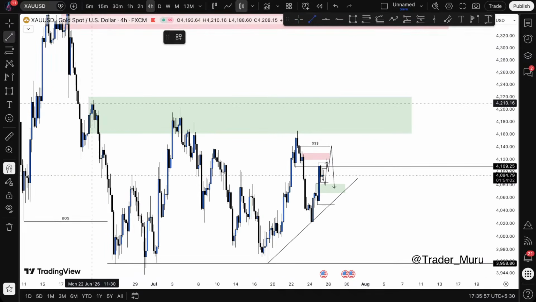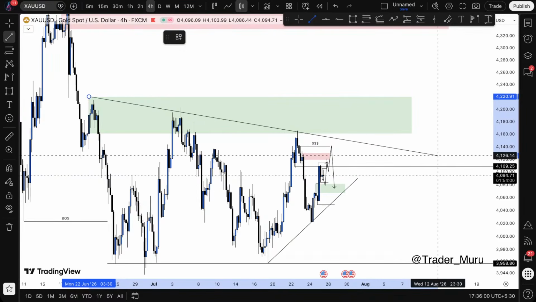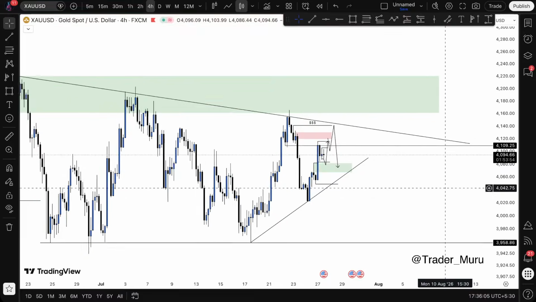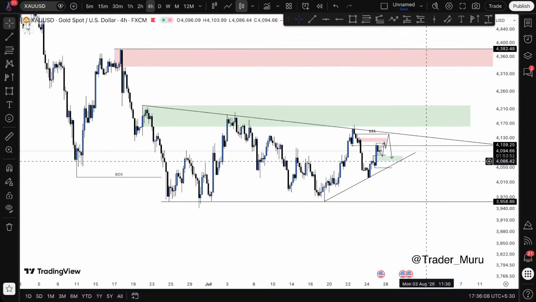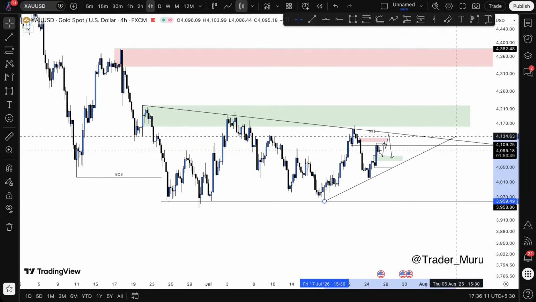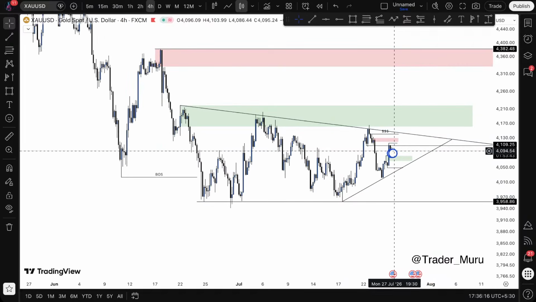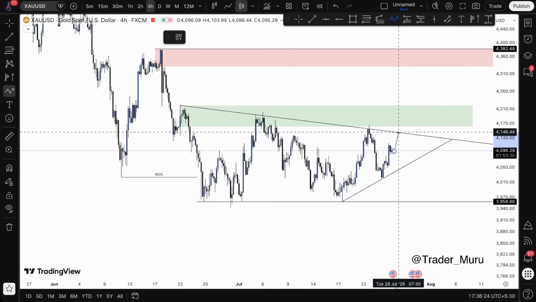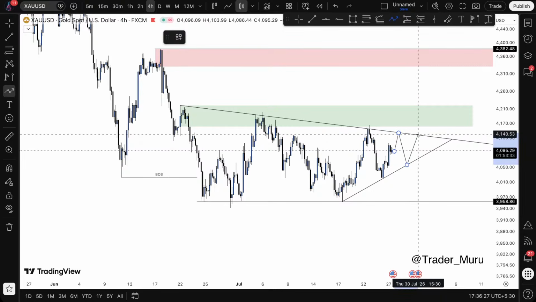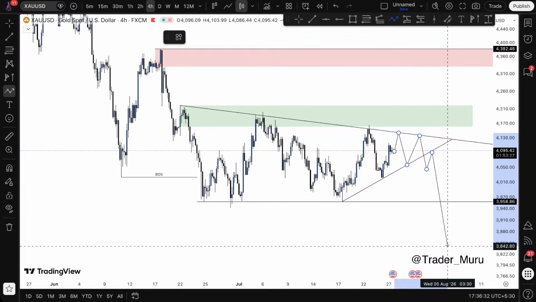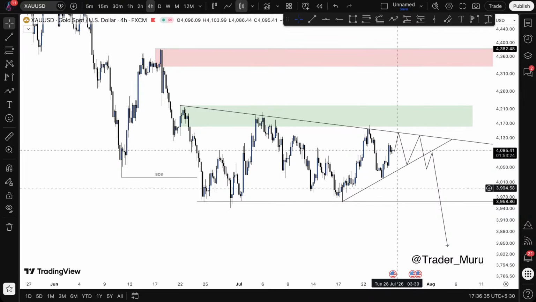And what is the bigger time frame trend line here? Which is this one. Till FOMC, this is also a possibility that we get a pump, a drop, a pump, a drop, then breakout, retest and drop. This is also a possibility.